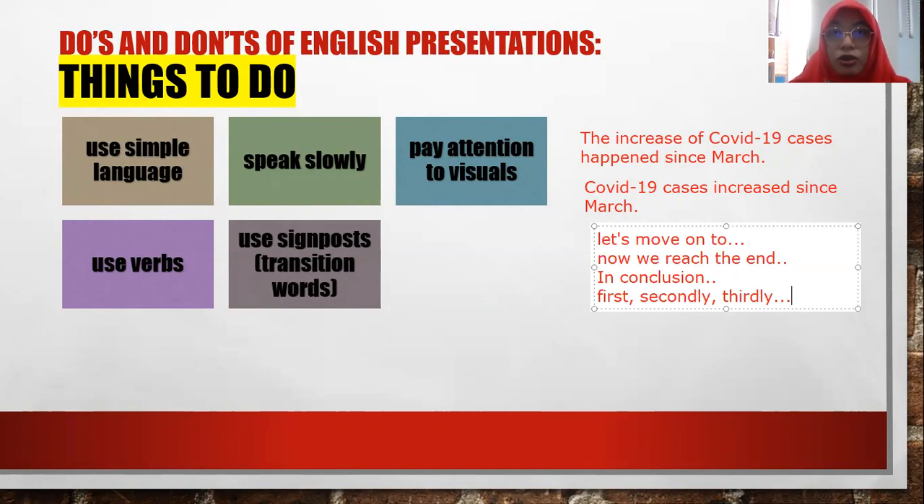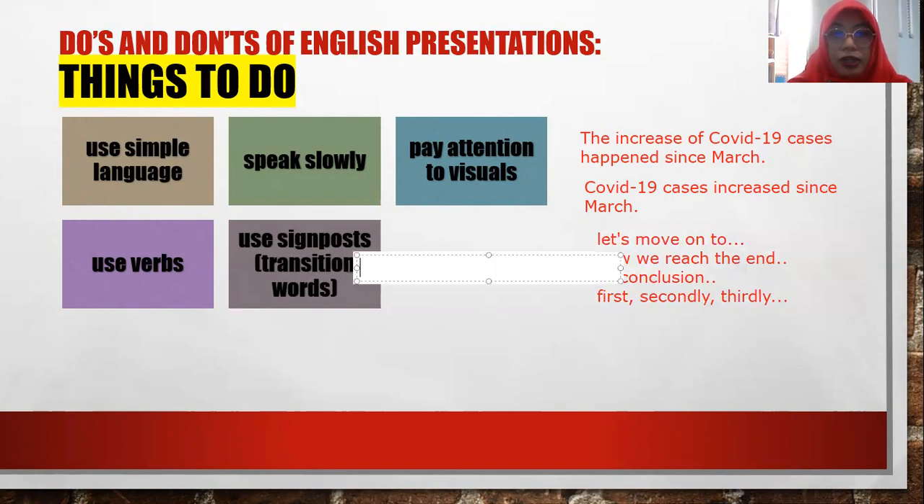But one thing to note is when you are doing presentation, when you are saying these signposts, it will direct the audience to what you are trying to say. Okay, so that they know which point of the presentation you're at. Okay.